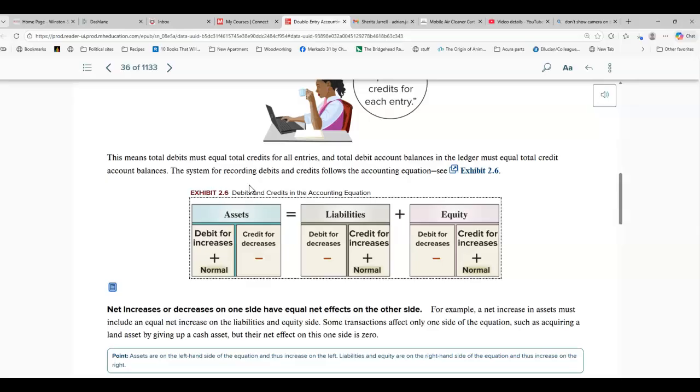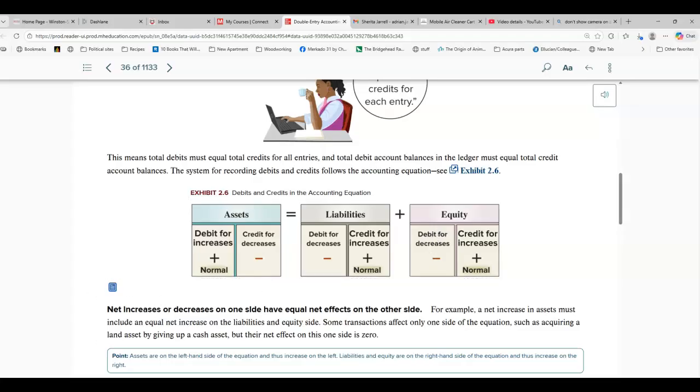It is critical that you understand this. Assets are increased with debits and decreased with credits. Liabilities are just the opposite. They are increased with credits. They're on the right side of the equation, so their increases are on the right side of the T account, and their decreases are on the debit side of the T account. Equity accounts are the same, but it's a little different. Credits increase equity accounts, and debits decrease equity accounts.